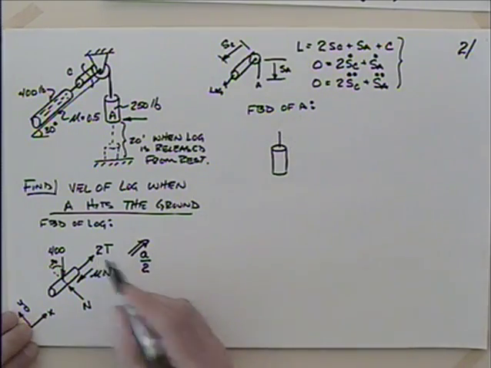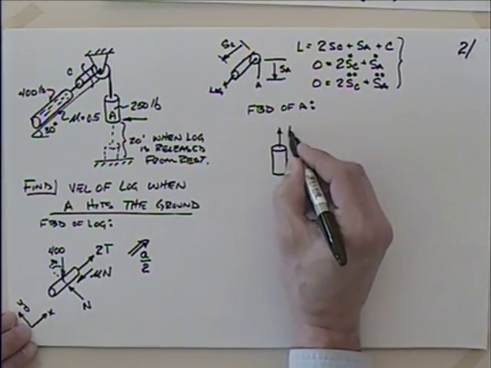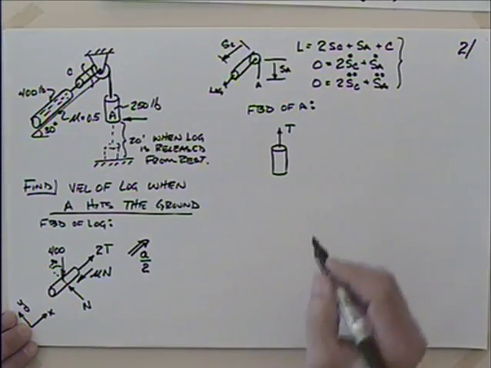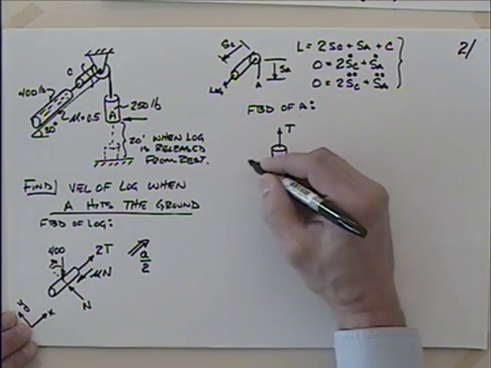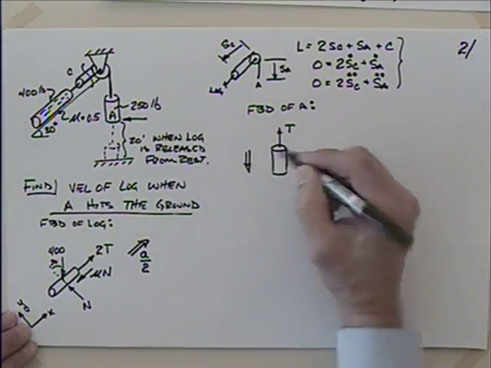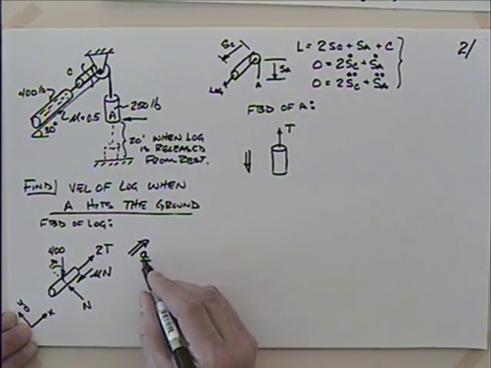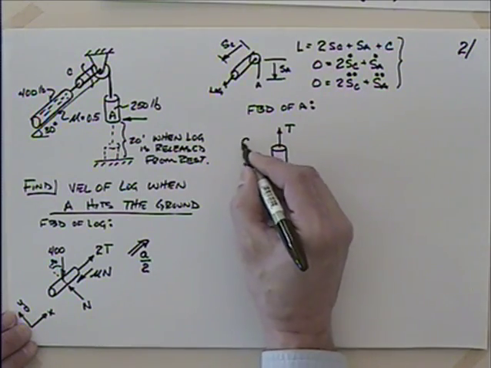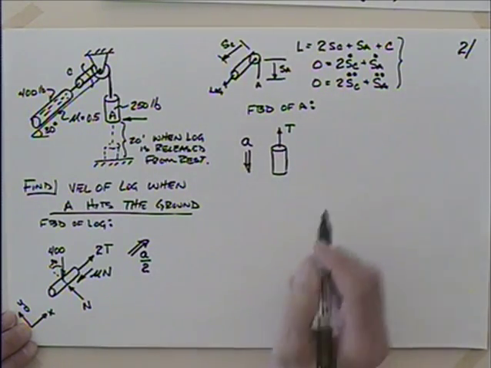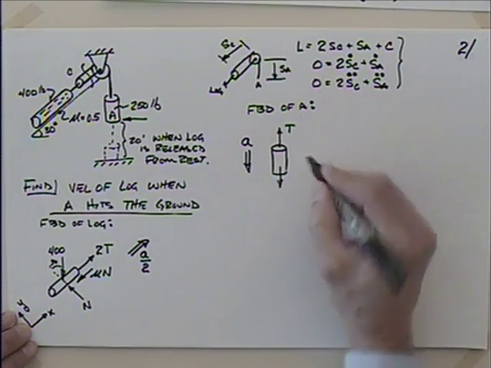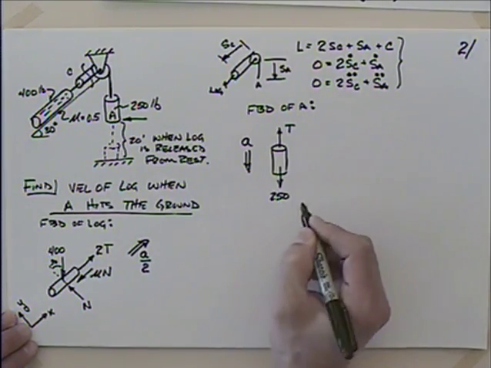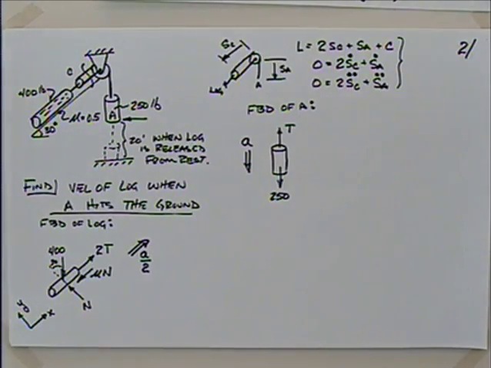So if I said this was 2t, this would have to be just t, wouldn't it? And while we're on that vein, we could talk about the acceleration of this thing. The acceleration is going to be down, and if this is the acceleration over 2, this would just be A. I've got some weight here. What's the weight on this? 250. Anything else? I think I've got that. Okay.